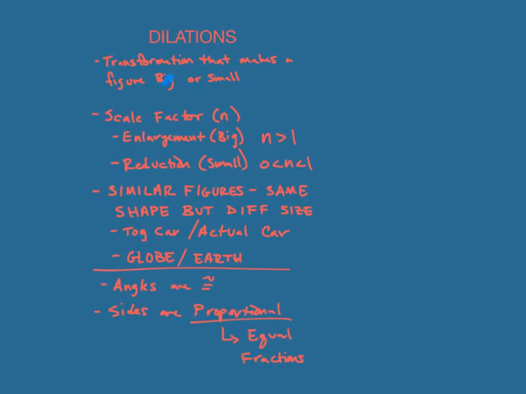talking about how it's a transformation that makes a figure big or small. We can make a figure bigger by having a scale factor larger than 1, a reduction by having a scale factor between 0 and 1, and as a result, we get similar figures, same shape but different size. Angles are congruent and the sides are proportional. Let's look at an example.